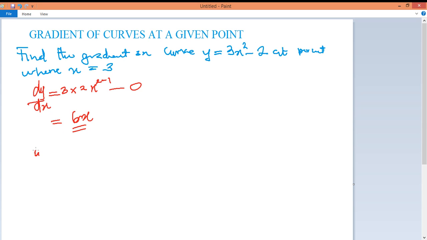Then we'll use the gradient function to obtain the gradient at x is equal to 3. So at x is equal to 3, our gradient, which is the same thing as dy over dx, will be equal to 6 multiplied by 3, and the value becomes 18. So this is our gradient at the point where x is equal to 3.